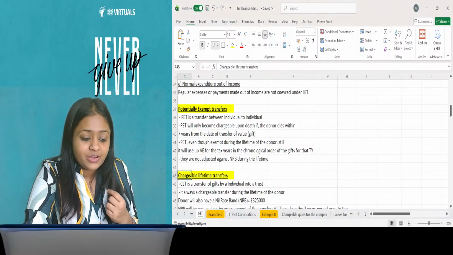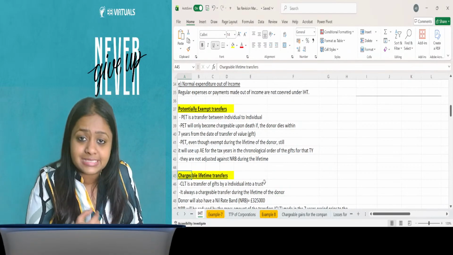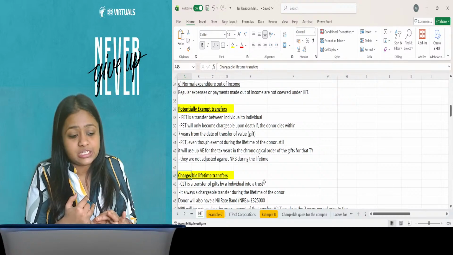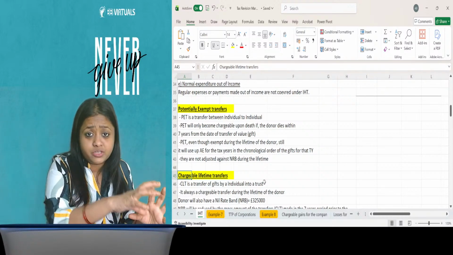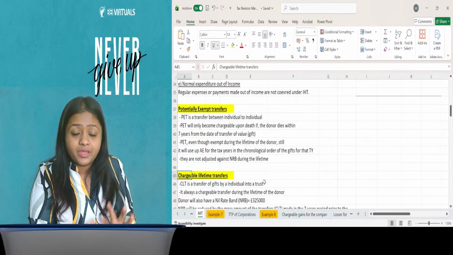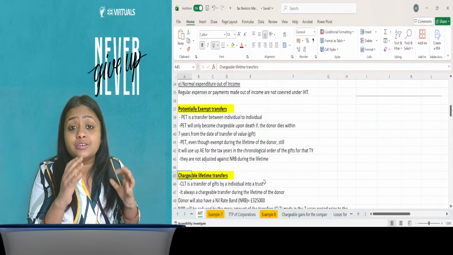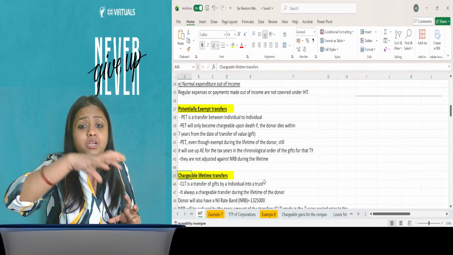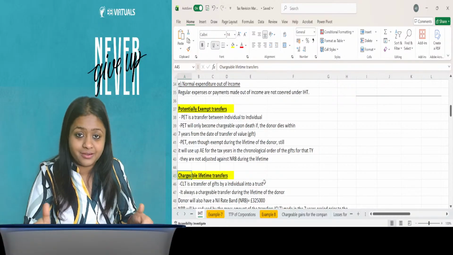Now, so let's take it further. Now, what is a potentially exempt transfer? PET transfer is a transfer which is simply made between an individual to another individual. Clear? What is a CLT transfer? It is a transfer that is made between an individual to a trust. Done? Clear? Great.